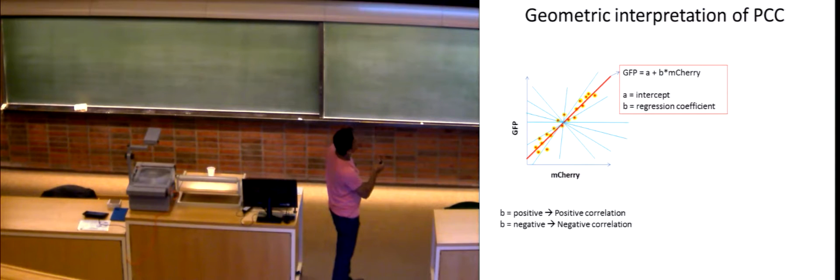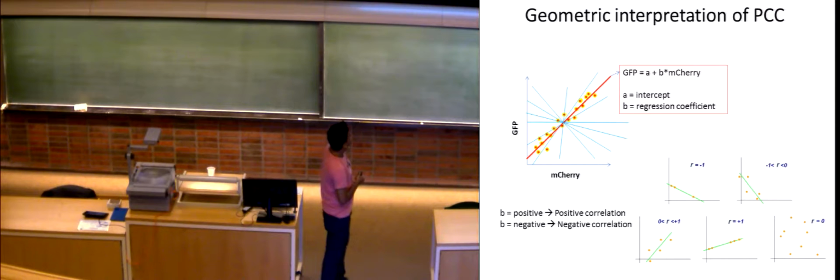Intercept and slope are called regression coefficients. So you can say that GFP is dependent on A plus B times M-Cherry. And if B is positive, it's a positive correlation. If B is negative, it's a negative correlation. But again, we haven't reached the level of quantifying the numbers, right? This is just a geometrical interpretation.